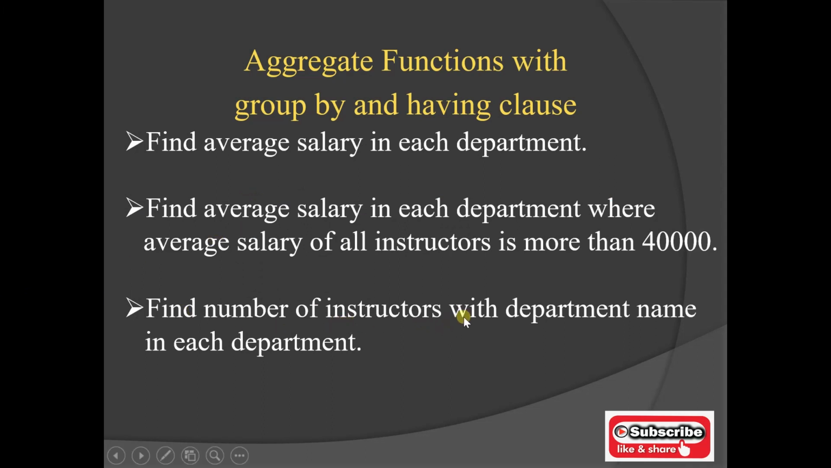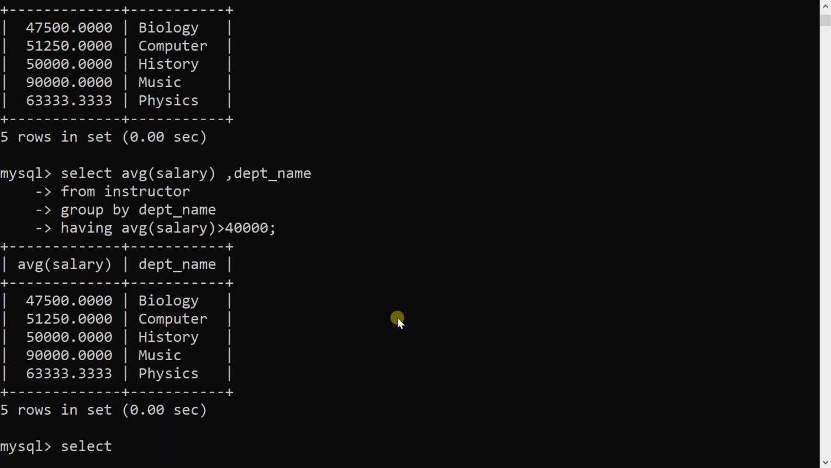Find the number of instructors with department name in each department. How many instructors are working in each department, that we have to show. So how will we execute it? Whenever the number of instructors is asked, we have to use the count aggregate function. So I will execute this query like this. Select count, in brackets, id.